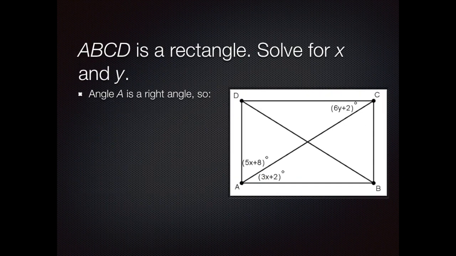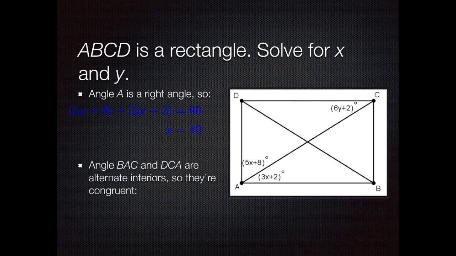So let's take a quick look. We've got a rectangle ABCD, and we want to solve for both x and y. We know that angle A is a right angle, so 5x plus 8 and 3x plus 2 together would have to make 90, so that means x is 10. Then, to figure out y, I know that angle BAC and DCA are alternate interior angles, which means they are congruent. So 3x plus 2 is equal to 6y plus 2. Sub in your value of x, and you should get that y is 5.